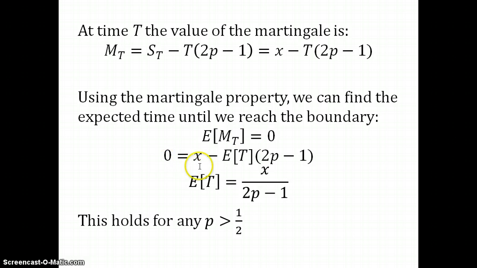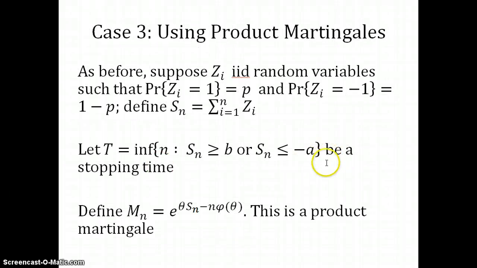So we have 0 is equal to the value of the random walk minus the expected value of the stopping time times 2p minus 1. Solving for the expected value of t, we find that it's simply x over 2p minus 1. Now, this will hold so long as p is greater than 1/2, or we don't want this drifting off to negative infinity. Now, in the next case, we can use product martingales to analyze random walks and their hitting times.